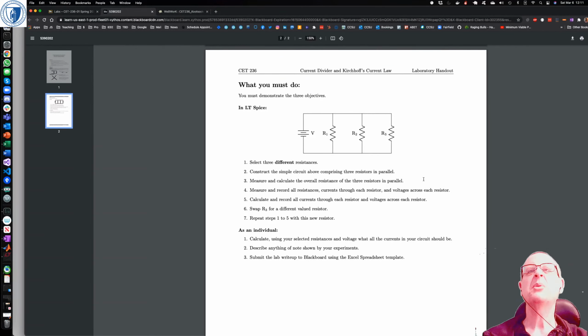Okay, so select 3 different resistances, and we want to draw that up. Construct a simple circuit, measure and calculate the overall resistance of the 3 resistors in parallel. Now, we have a slight problem in that I don't know whether LTSpice can actually measure resistance. So we have to measure the total current and the voltage and use that as the LTSpice measurement.